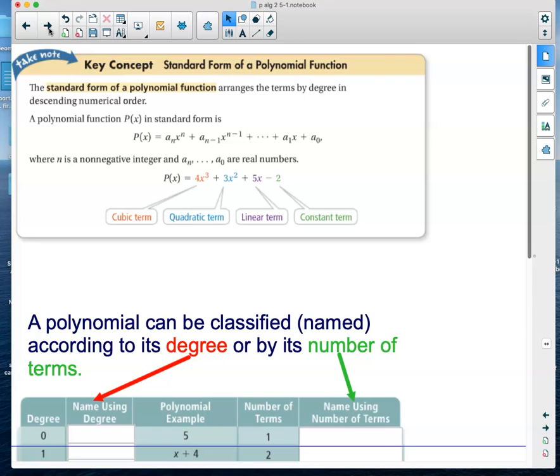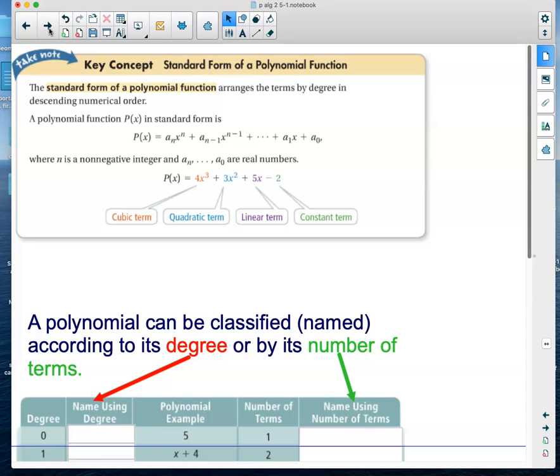So this polynomial is 4x cubed plus 3x squared plus 5x minus 2. And we could break this down and say, this is a power of 3. That's called a cubic. So that's a cubic term. This one has a power of 2. Power of 2 is called a quadratic term. X to the first, that's called a linear term. And when you have a number that doesn't have an x, any variable back there, that's called a constant. In fact, we don't normally say constant term. We just say it's a constant.